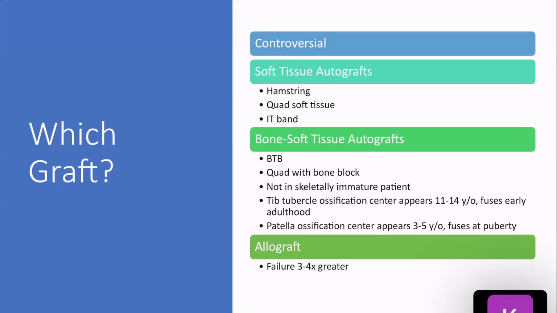An allograft is typically not a great choice in this population, as the failure rate is 3 to 4 times greater than an autograft. So I will bring it up, but I tell them that it's not something I recommend. And BTB is not used in skeletally immature patients, as the tibial tubercle and patellar ossification centers are still open. Bone blocks across the physis should be avoided. The tibial tubercle ossification center appears at 11 to 14 years of age and fuses in early adulthood. And the patella ossification center appears at 3 to 5 years of age and fuses at around puberty.